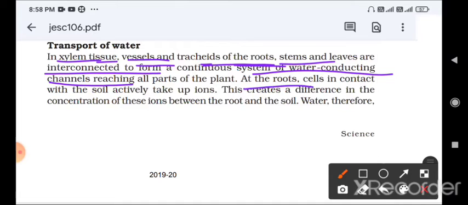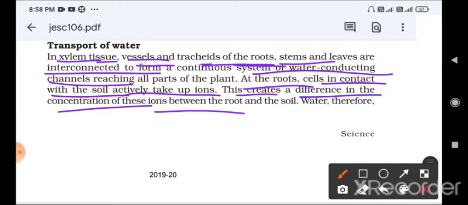At the root, cells in contact with the soil actively take up ions from the soil. This creates a difference in the concentration of these ions between the root and the soil. Here the root takes the ions from the soil, and this uptake creates a difference between the root and the soil.